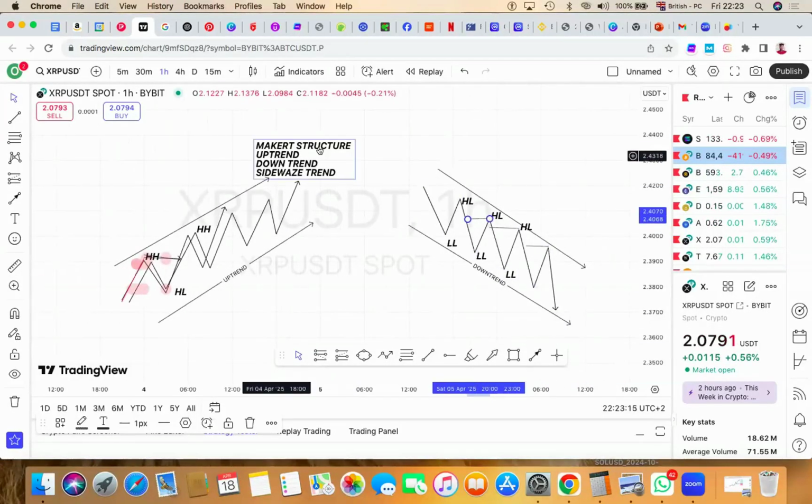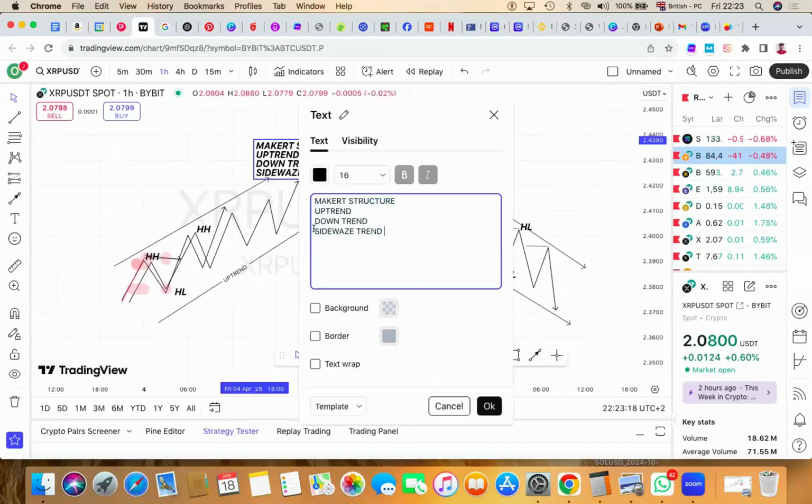So the first scenario is here. This is the second scenario, which is number 2. And then we have the third scenario here, which is the sideways trend or the ranging market. You can also see the ranging market.